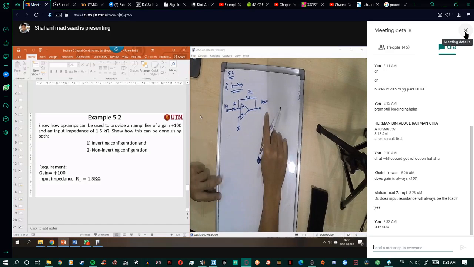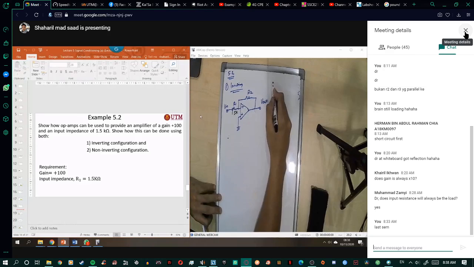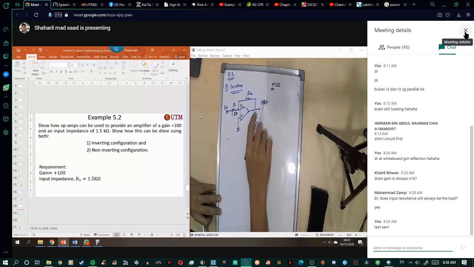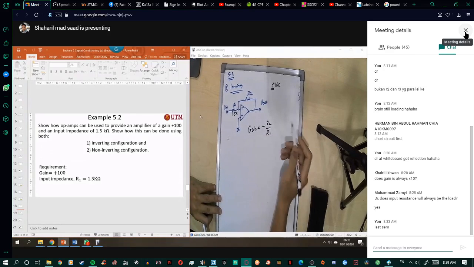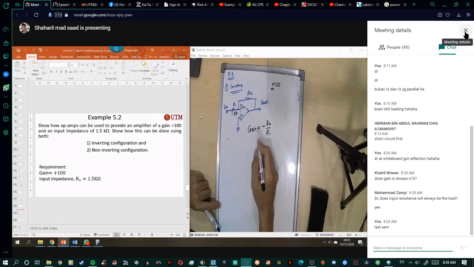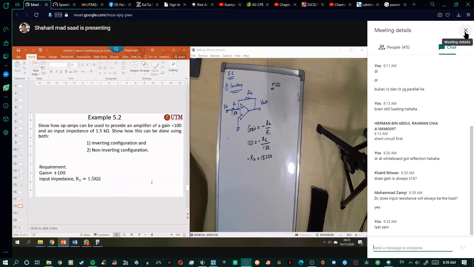Okay, right. So it says that the input impedance is 1.5k. So for the inverting circuit, this is the input impedance R1. And we want to achieve plus 100. So when you calculate the gain, it becomes negative R2 over R1. So we can find the value of R2 first. So gain 100, minus R2 divided by 1.5k. That means R2 is 150k.